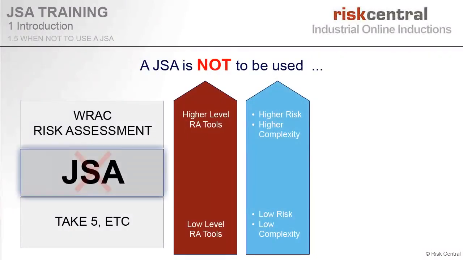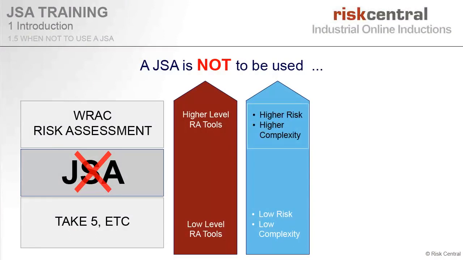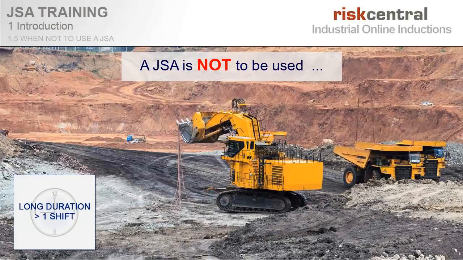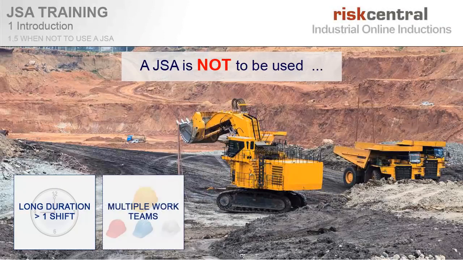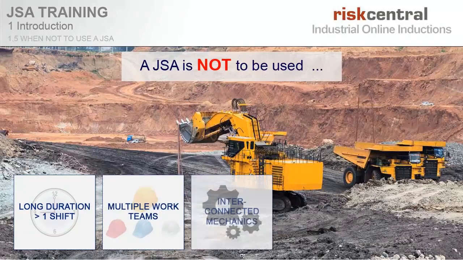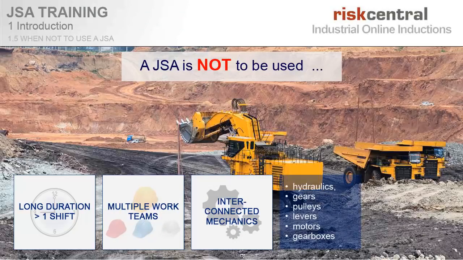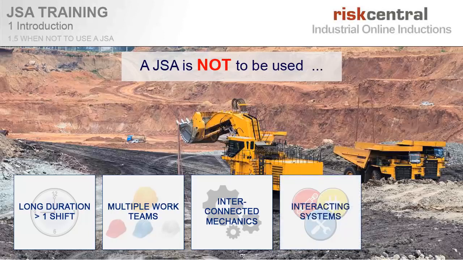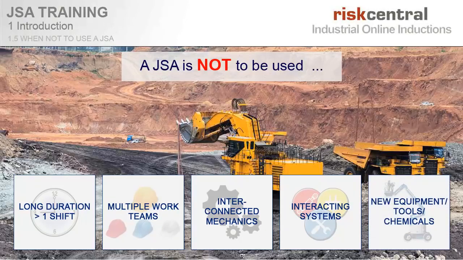Remember, don't use JSAs as the default primary tool to identify hazards and controls when the job has high risk or high complexity. A JSA may not be the right tool if the task has a long duration, for example, over one shift, involves multiple work teams, is unusual or involves interconnected mechanical items such as hydraulics, gears, pulleys, levers, motors, gearboxes, etc. Involves interacting systems such as electrical, mechanical or hydraulic systems, or is technically complex, or involves the use of new equipment, tools or chemicals.